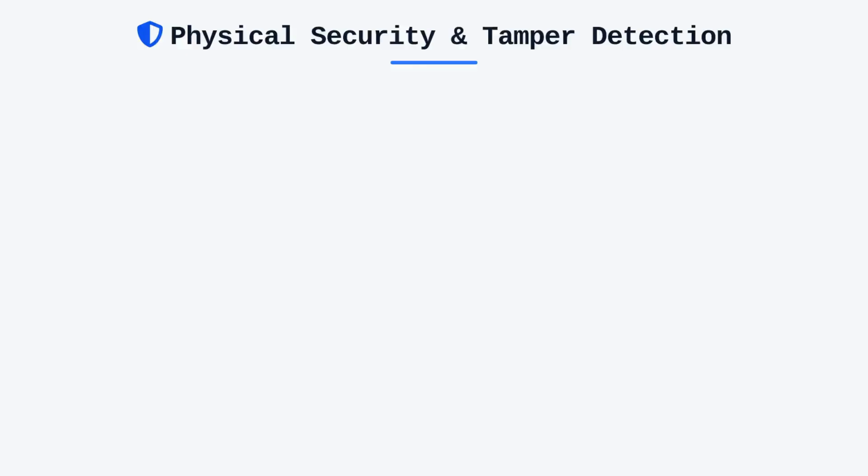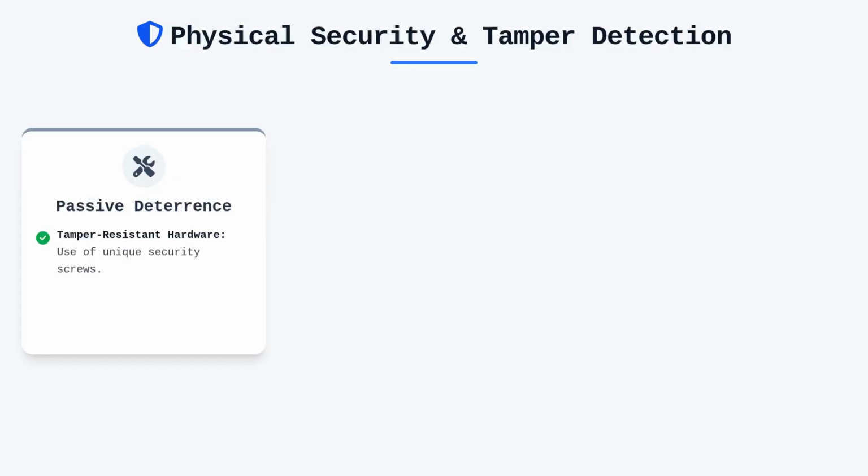Beyond the housing, the integration of specialized tamper-resistant hardware is a simple yet effective deterrent against casual interference. Using security screws that require unique bits prevents unauthorized individuals from opening the camera to adjust the lens or gain internal access to the device settings.